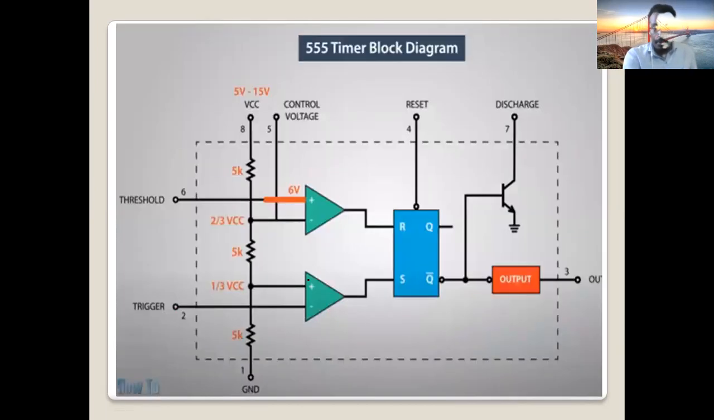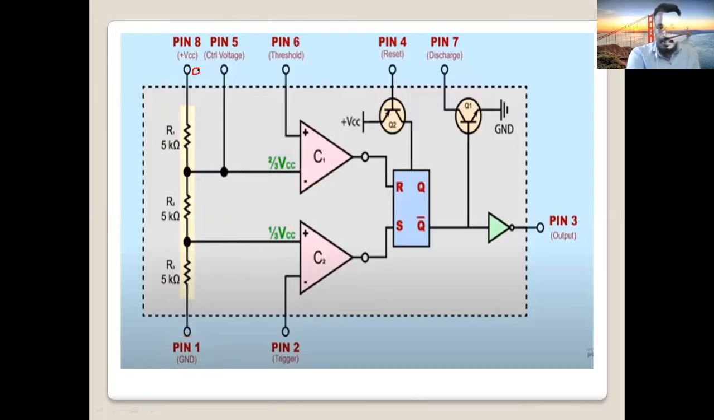It's not 9 volts. We apply 9 volts to the battery, pin number 8. How much voltage comes to comparator 1 and comparator 2 depends on these resistors. They divide this 9 volts. Of this 9 volts, 6 volts comes to comparator C1 and 3 volts comes to comparator C2. You see the voltage, 9 volts, divided into two: 6 volts to comparator C1, the remaining 3 volts for comparator C2.